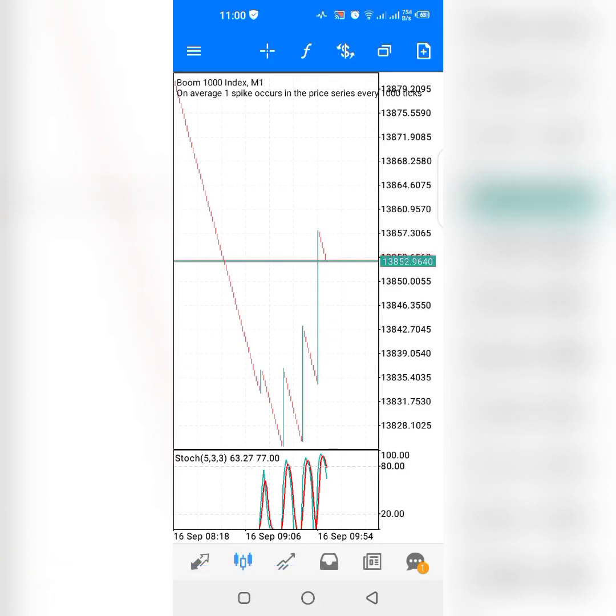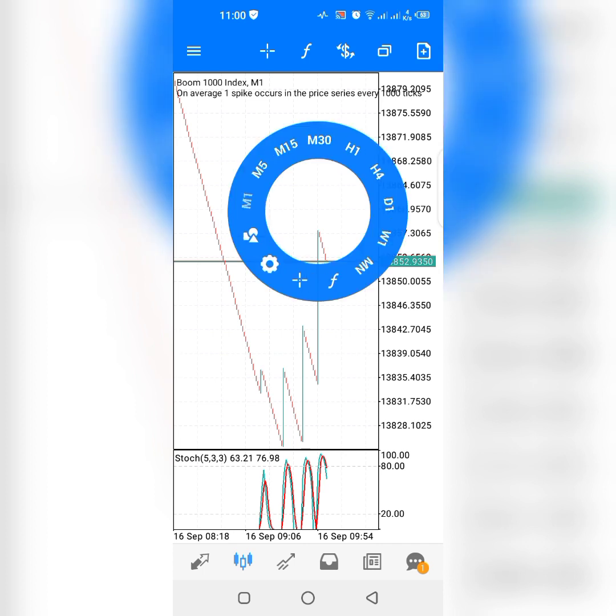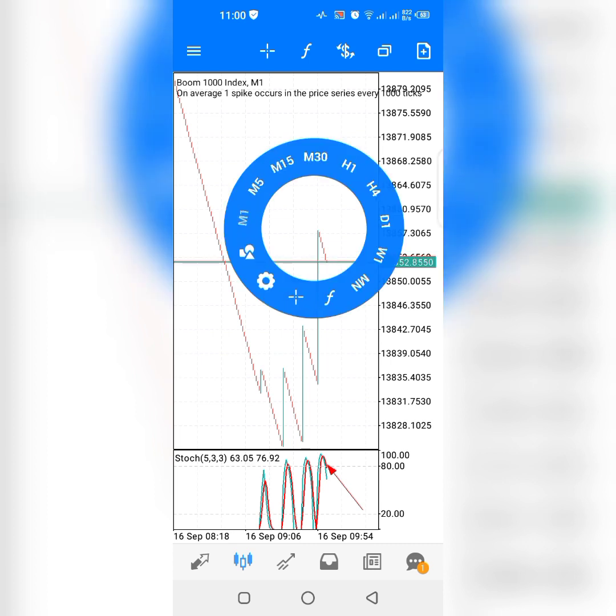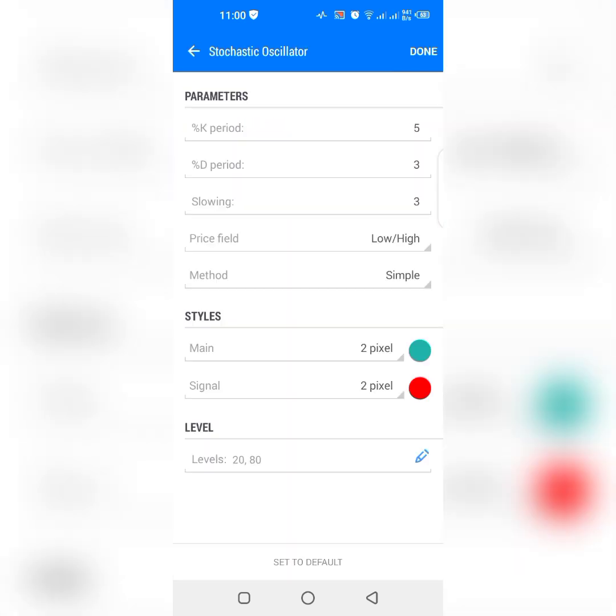I just quickly want to show you this. Now, as you can see, we have a crossing on this stochastic with the settings 5, 3, 3. Let me quickly show you that. Then I want to take a very good entry now on a live account. Now you can see this is everything.